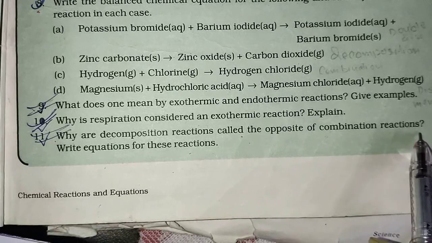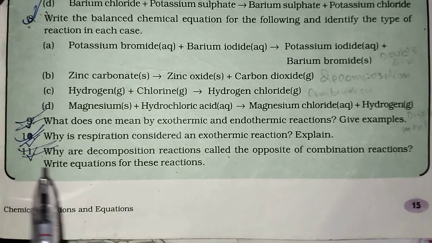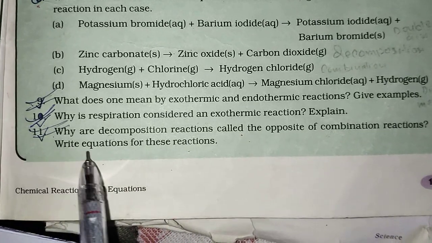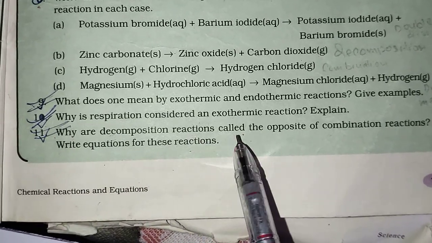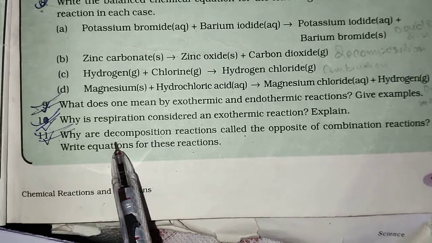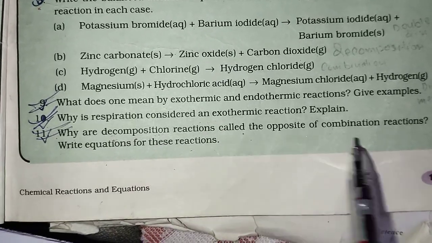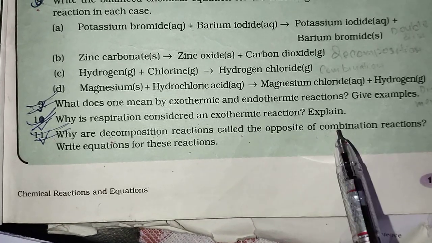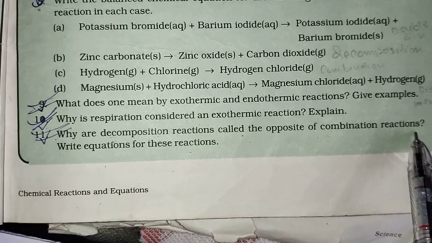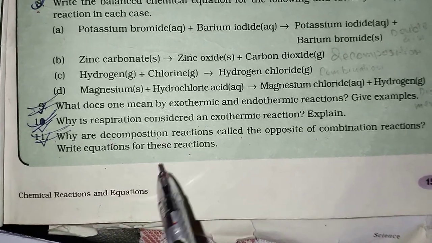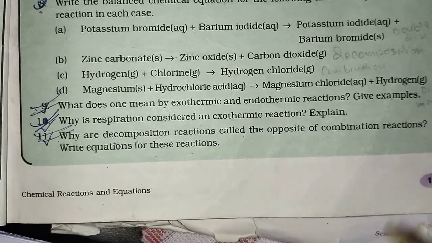Next, in case of combination reaction, two reactants combine to form one or more products. In decomposition, one reactant is decomposed to form many products, but in combination reaction two or more elements or reactants meet each other to form one or more products. That is why these are the reverse of each other.